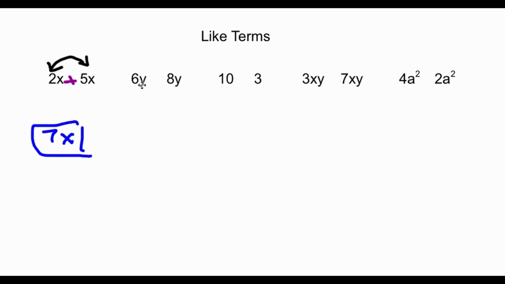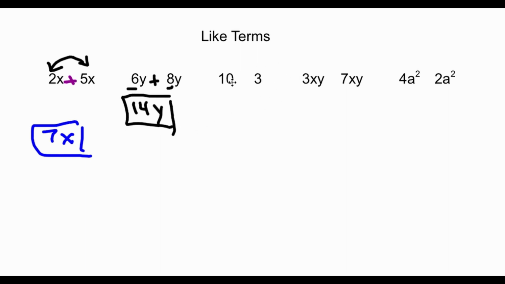All right, so here the 6y and the 8y, we can do the same thing. We can either expand it, but that's going to give us a bunch of y's adding together, or we can simply say, okay, we're going to keep the y because they are like terms, and we are going to add the coefficients, in this case the 6 with the 8, and when we add them together we're going to get the answer 14. So this will become 14y.